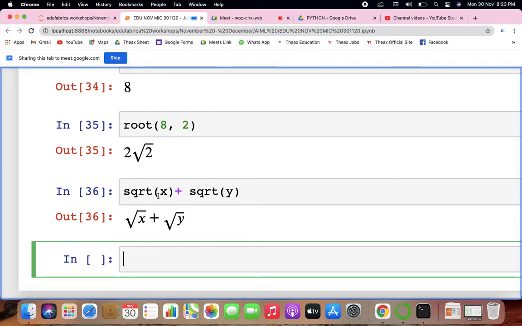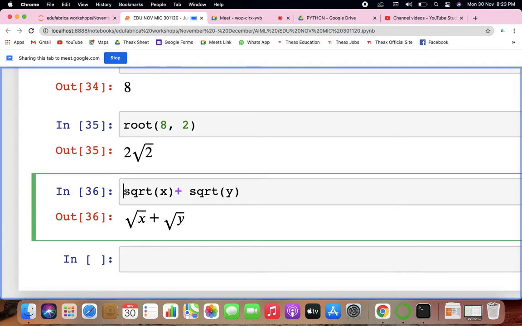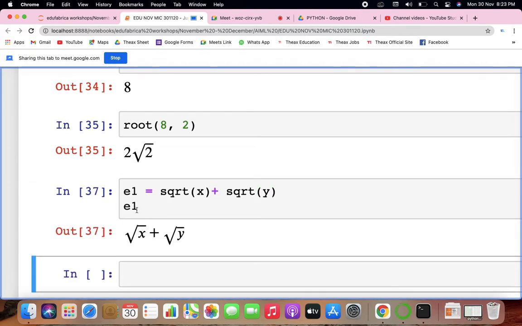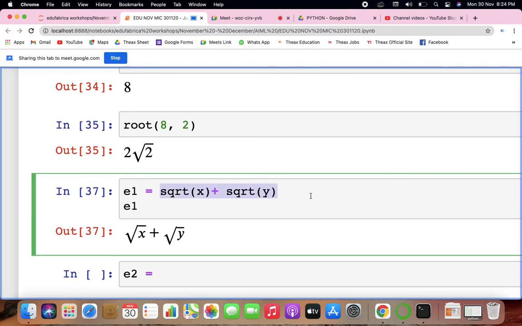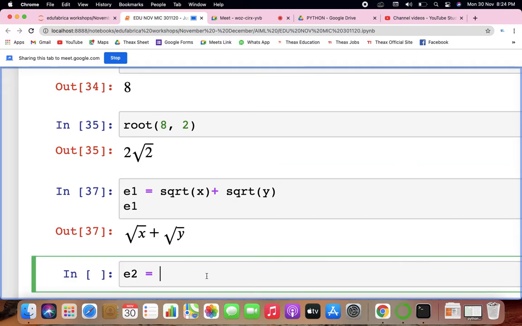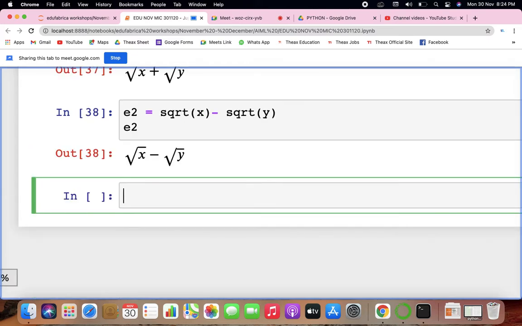Okay, now let's learn the symbolic expressions and all. Expressions could be something like root x plus root y and all those things, right? So if I say this is my expression 1, I will say e1. So this is the expression e1, and there we printed e1. If I say e2, e2 would be the same things I'm taking over there, and I'm writing using a negative sign. So this is your e2.